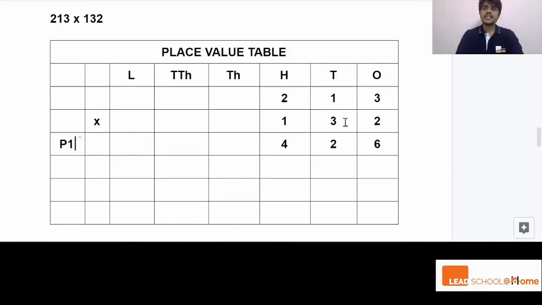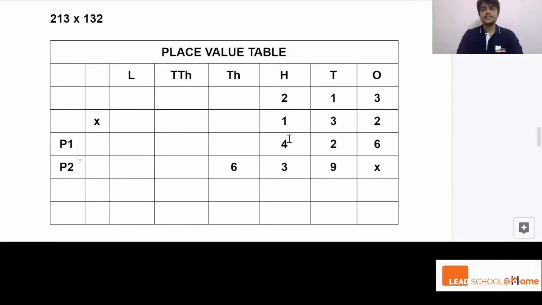Next step is I will take the tens place of my second number and multiply it with the first number. But before I do that, I will put a cross in the ones place and then I'll do the multiplication. 3 into 3 is 9. 3 into 1 is 3, and then 3 into 2 is 6. Now that brings my product 2.